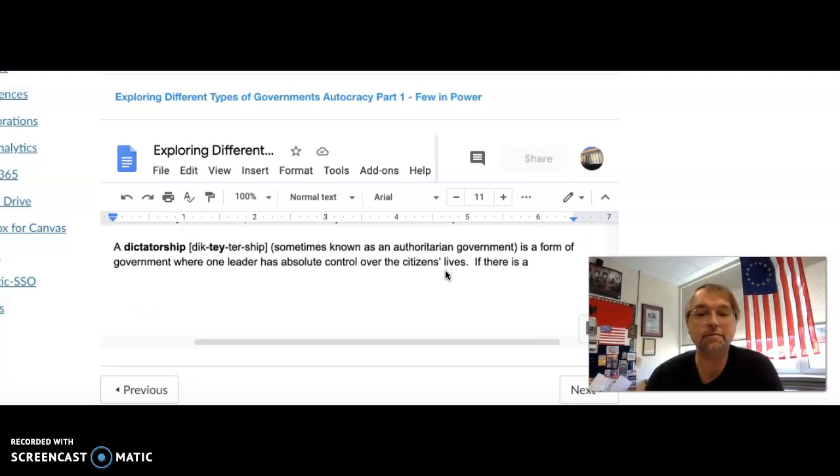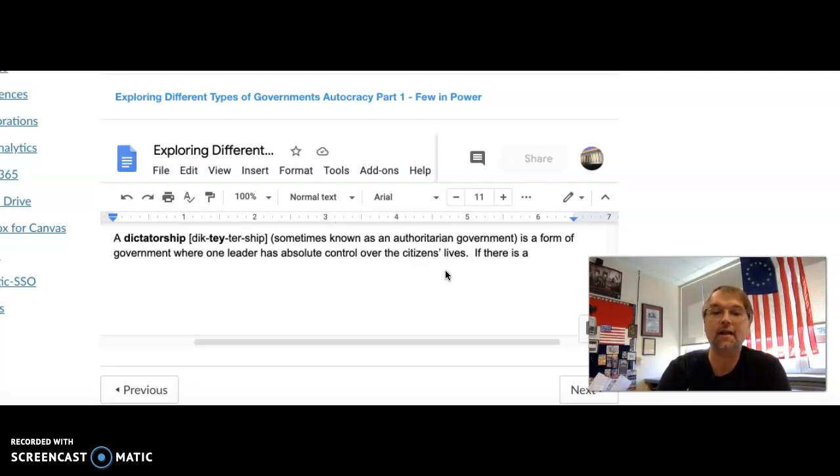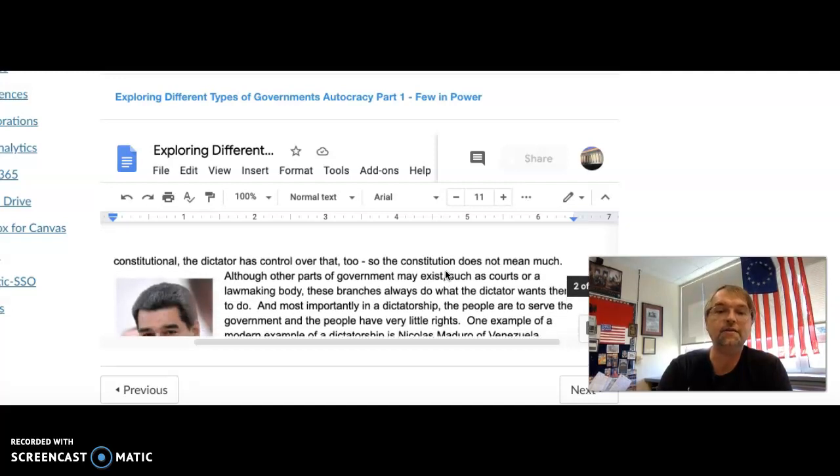A dictatorship, sometimes known as an authoritarian government, is a form of government where one leader has absolute control over the citizens' lives. If there is a constitution, the dictator has control over that too. So the Constitution does not mean much.